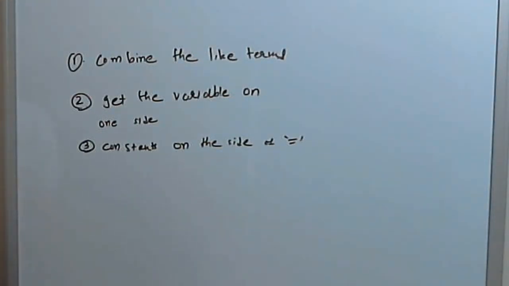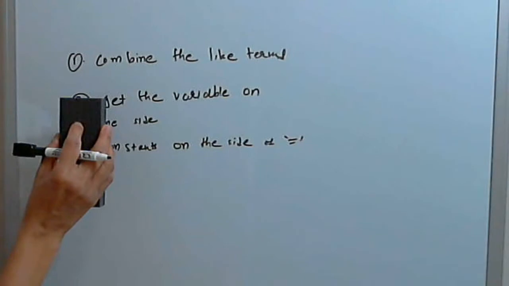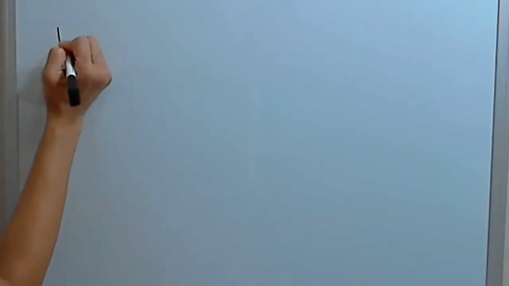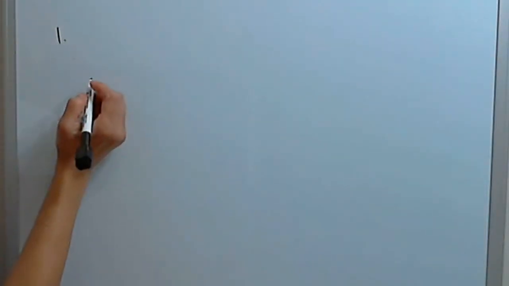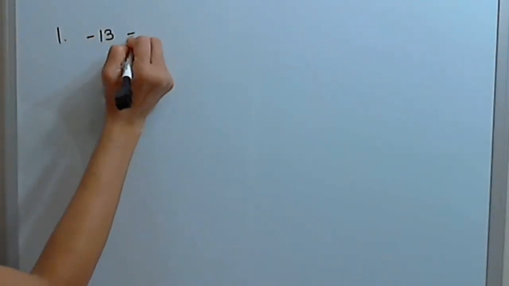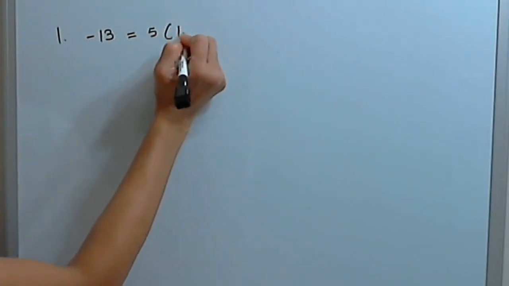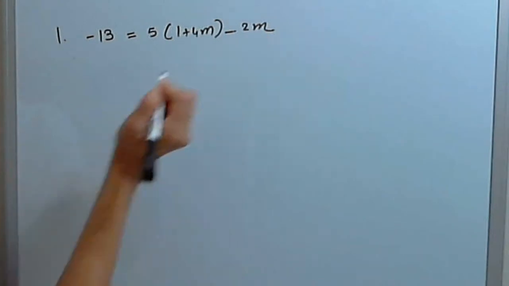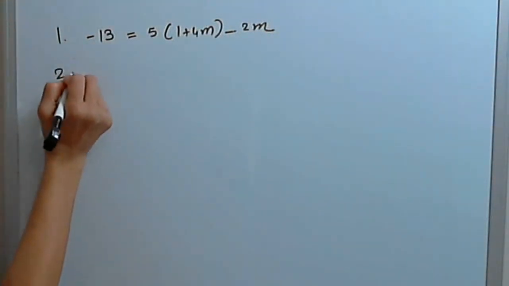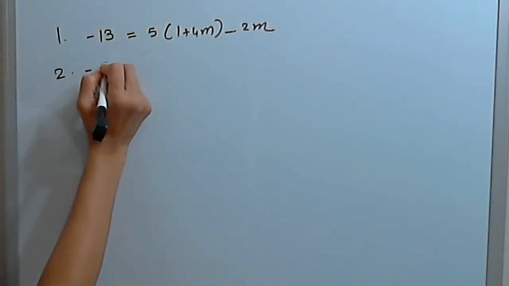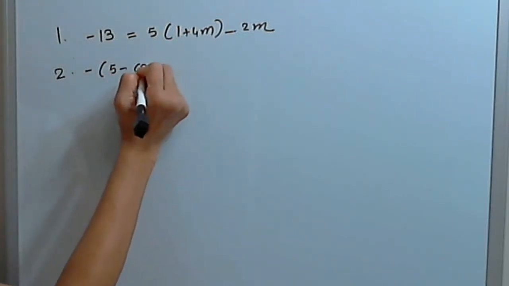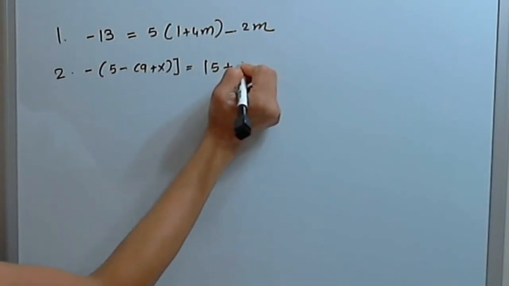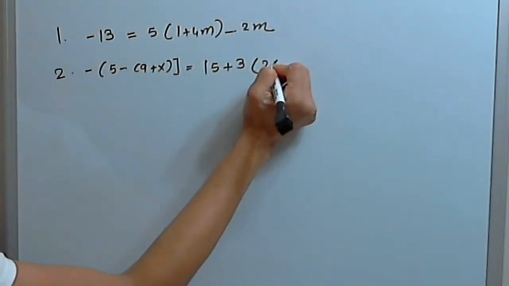All right, I'm going to write a couple more examples which you can try on your own to solve. I have one question here: minus 13 equals 5(1 + 4m) minus 2m. And number 2 here I have is minus 5(9 + x) equals 15 plus 3(2x minus 5).